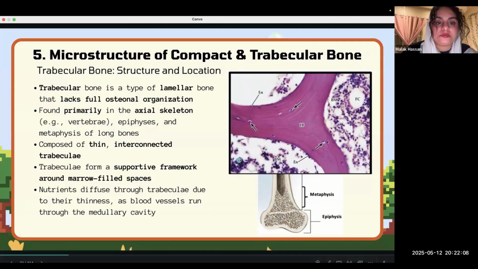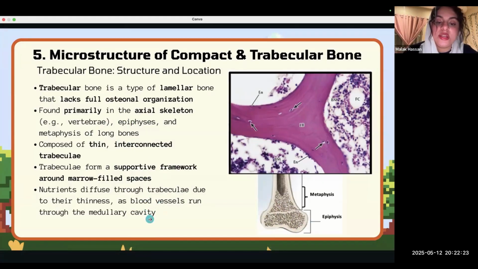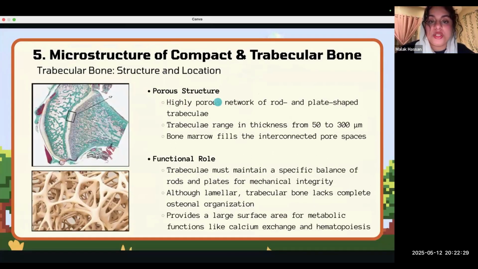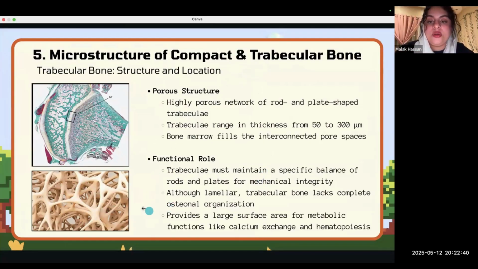And it's made up of small, thin, interconnected trabecula, and they form a supportive network around the marrow-filled spaces, all right? And the nutrients will diffuse through the trabecula due to their thinness and the blood vessels that run through the medullary cavity. Now, they have a very porous structure. You can see here, these are the trabecula, and then those are the marrow spaces. Here, the trabecula, the marrow spaces. They're very porous, and the marrow will fill the interconnected spaces, and they need to maintain a specific balance of plates and rods for mechanical integrity.